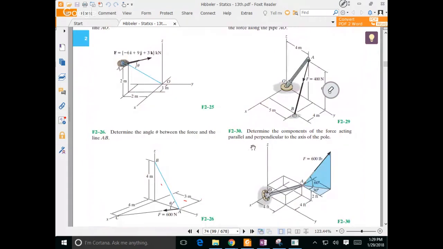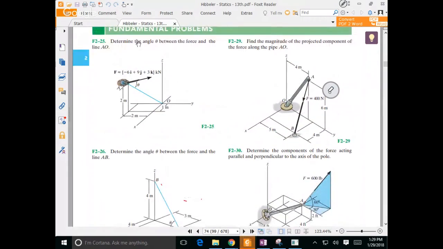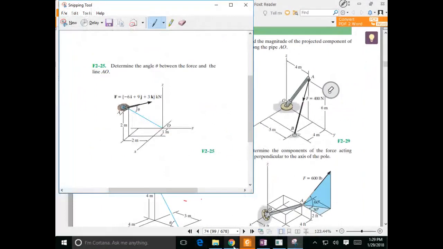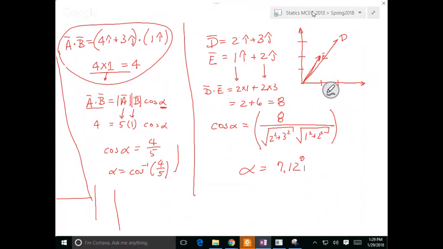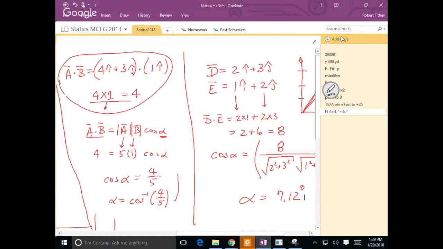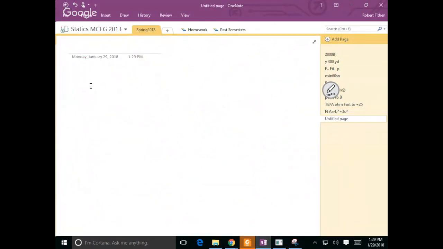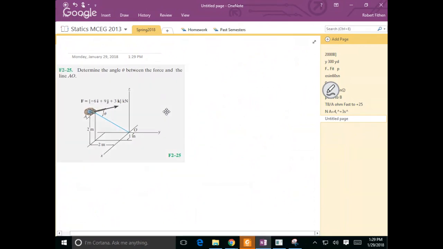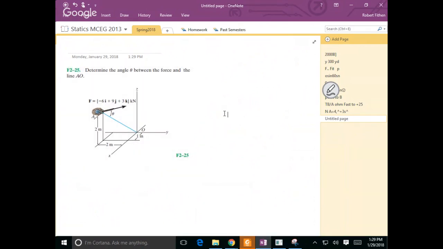Okay, let's find any old one. What does he say? Determine the angle between the force and the line. Okay, sure, let's do that one. Let's just start by doing some. That's the best thing to do anyway. When in doubt, do something. Usually it figures itself out from there. New page, drop that thing. So he wants to know the angle between the force and this line.